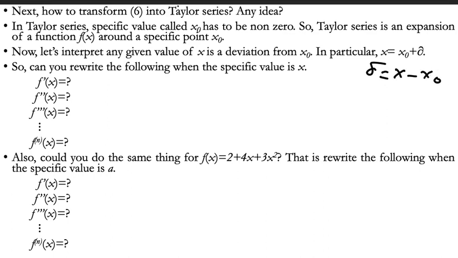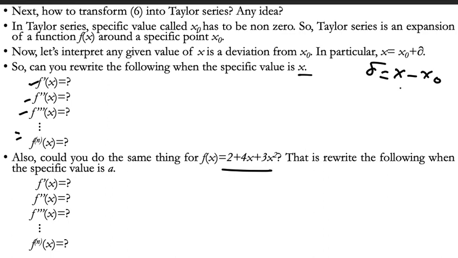So here, can you rewrite the following when the value is no longer 0? Can you do the same thing for 2 plus 4x plus 3x squared that we used for Maclaurin series earlier? Let's say f(x) is given by this.